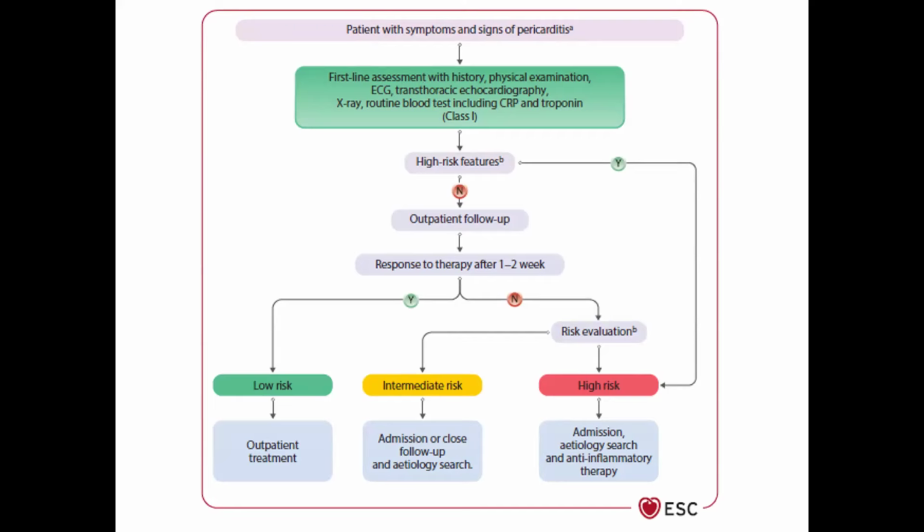The second question you ask yourself: does the patient have high risk features? We said the high risk features are ongoing fever, restriction physiology, tamponade, or incessant pericarditis, ongoing pericarditis despite treatment. If the patient has any of these high risk features, if yes, this is a high risk patient, you need to admit him. You have to look into etiology, and he is likely to have anti-inflammatory therapy, including interleukin 1. If the patient has no high risk features, he can be treated as an outpatient.